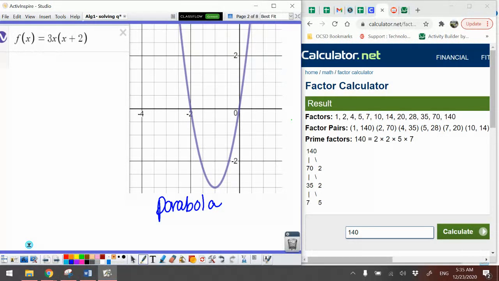We know that there are two important points on the quadratic. They are called the roots, the zeros, or the x-intercepts. You'll see them called all three things. That's literally what they are: they are where the graph is going to cross my x-axis. So this ordered pair would be -2, 0, and this ordered pair would be 0, 0.